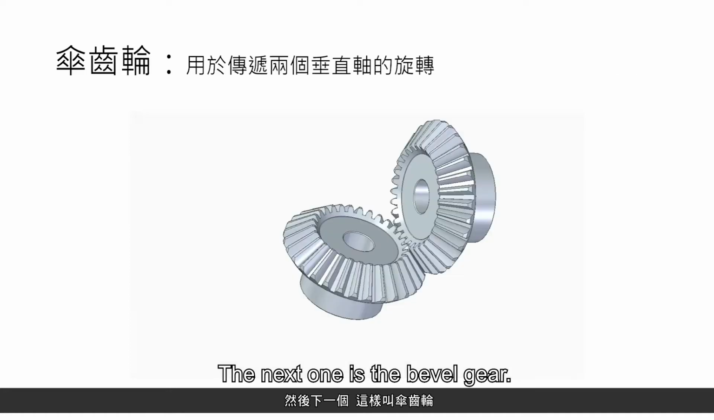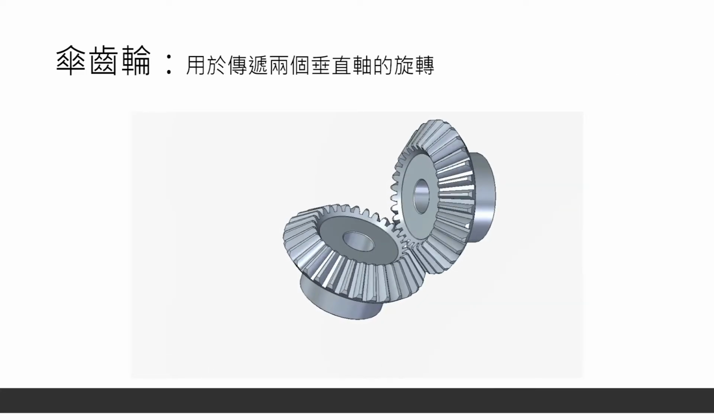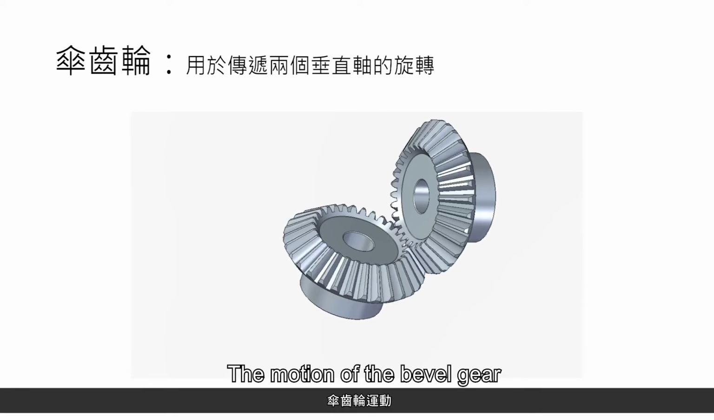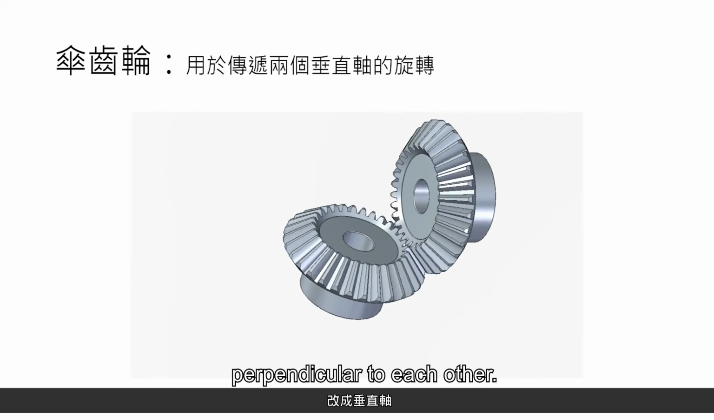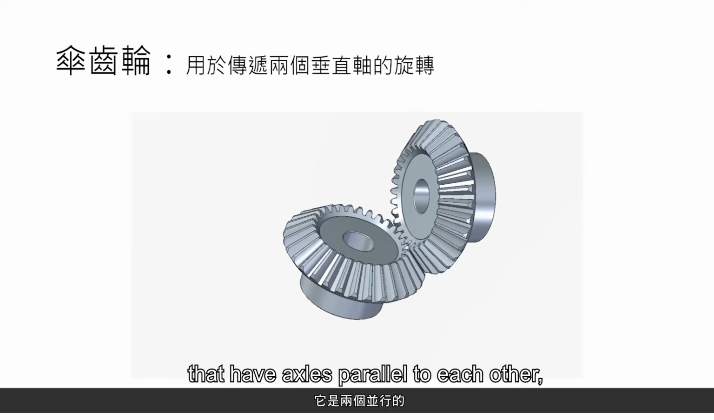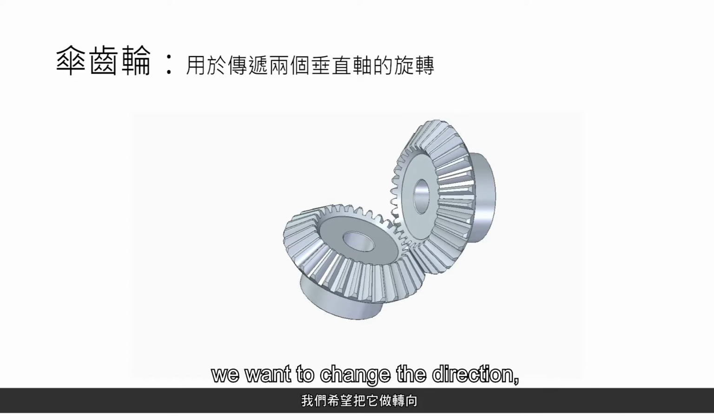The next one is the bevel gear. Let's take a look at the bevel gear. The bevel gear makes two motions perpendicular to each other. They're similar to a spur gear that has axles parallel to each other, but here the axles are 90 degrees from each other. In certain spaces, we want to change the direction by 90 degrees. We'll use the bevel gears.